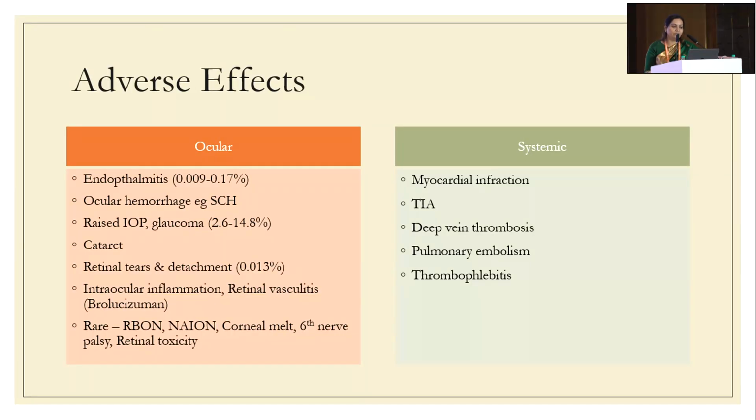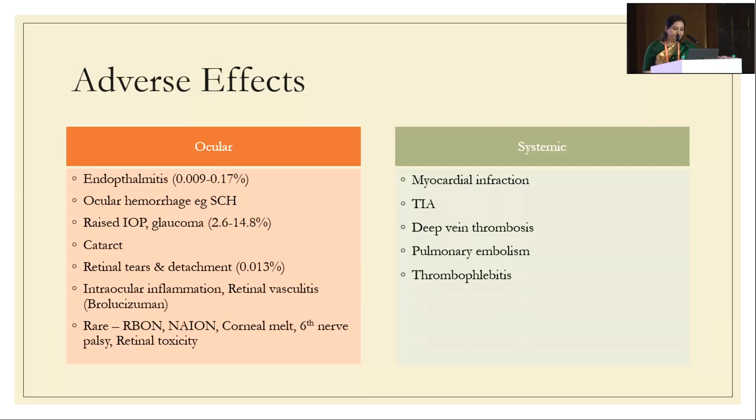So the adverse effects can be the ocular endophthalmitis, there can be the ocular hemorrhage in the form of subconjunctival hemorrhage, there can be the raised IOP, cataract, if you have hit the lens, that is the Rose's type of cataract you can see after that.